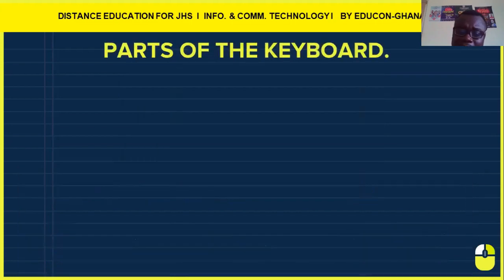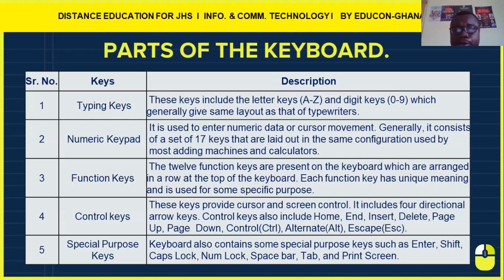So let's look at the parts of the keyboard. Over here we have 5 sections of the keyboard, and normally we call them parts. If you're asked to list parts of a keyboard, the first one you can write is the typing keys or the typewriter keys. It's also known as the alphanumeric keys. So don't get confused. These keys include the letters A to Z and the digits 0 to 9, which generally gives the same layout as the typewriter.